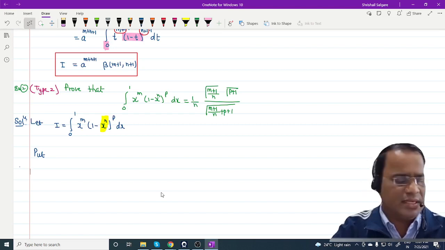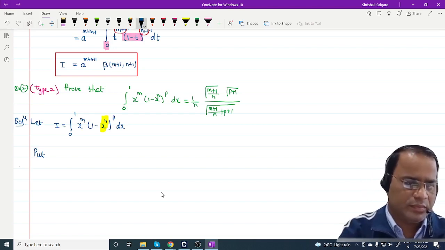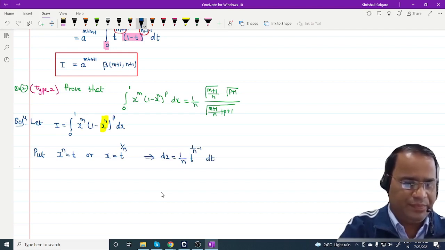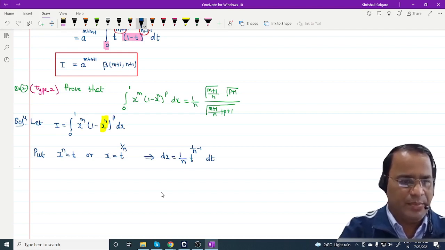Directly put x raised to n is equal to t, or x is equal to t raised to 1 by n, taking nth root on both sides. So this implies, by differentiating, dx is given by 1 upon n into t raised to 1 upon n minus 1 into dt. Okay, now the new limits.